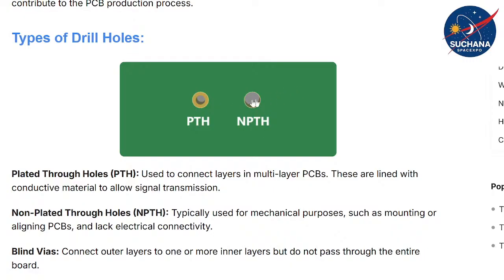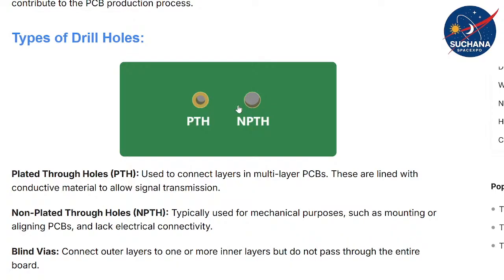The difference is that in a plated through hole, you can find this copper lining. Plated through hole vias are lined with a conductive material, which allows signal transmission. This is the plated through hole. And these non-plated through holes are just for mechanical purposes, for fitting screws or for mounting.